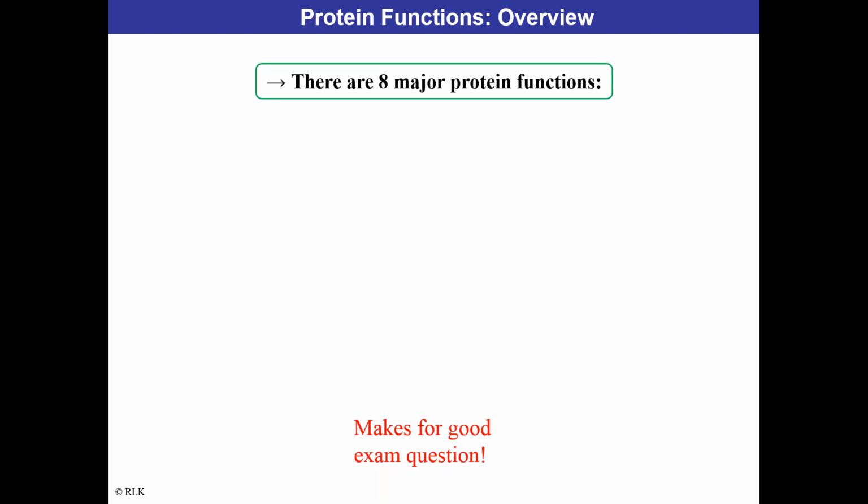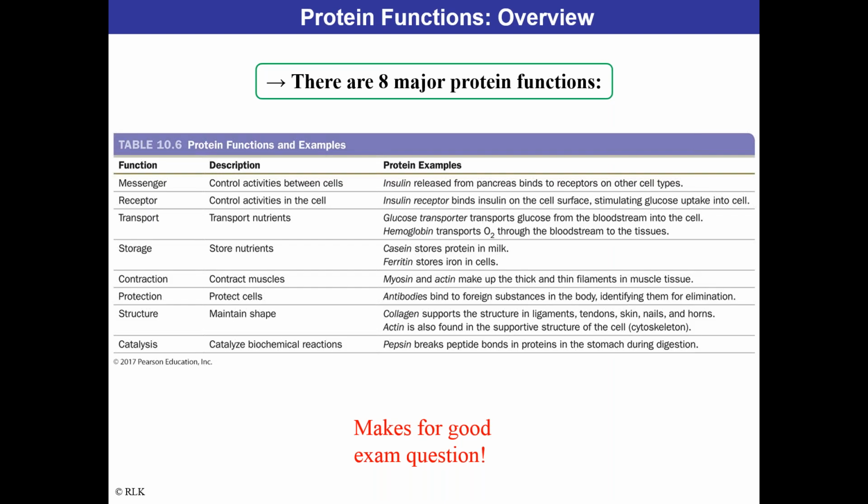So in general, there are 8 major protein functions. Wow, that's a lot. We have messenger functions, which controls activities between the cells. For instance, insulin released from the pancreas binds to receptors on other cell types. Receptors control activities in the cell. For instance, insulin receptor binds insulin on the cell surface, stimulating glucose uptake into the cell. In this particular case, we're talking about insulin, and it's considered to be a hormone.